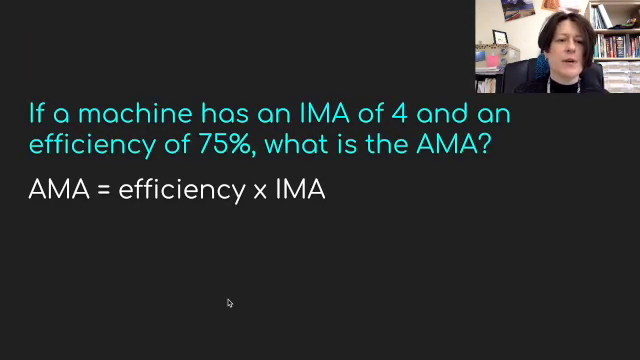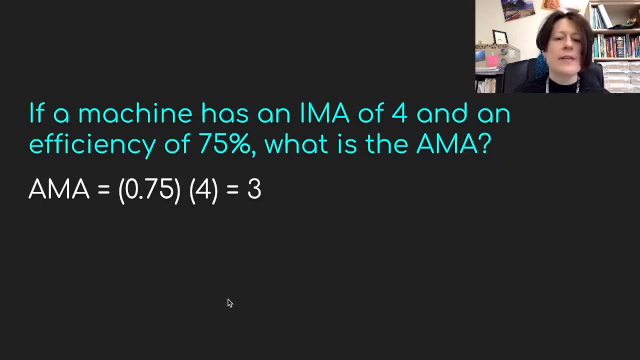So an example of a problem is if a machine has an IMA of 4 and an efficiency of 75%, what is the AMA? So we use our formula, AMA equals efficiency times IMA. We plug in our numbers. So our percentage has to be converted to a decimal. So just think of it in terms of money. If I had 75 cents, how would I write that as a decimal? You would write it as 0.75.